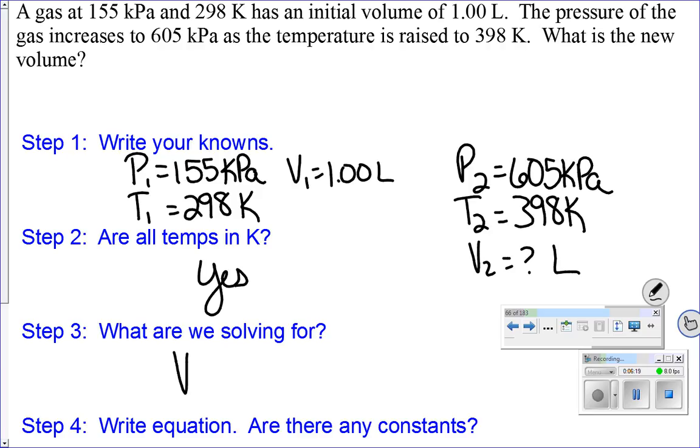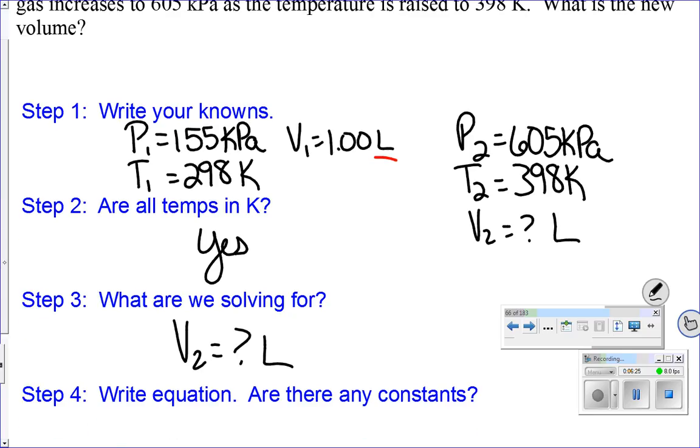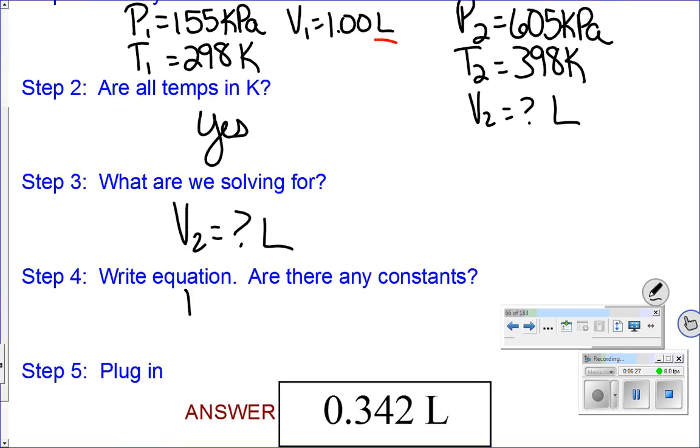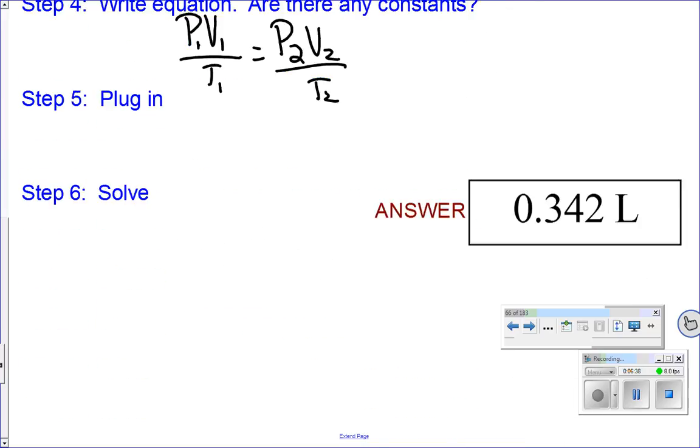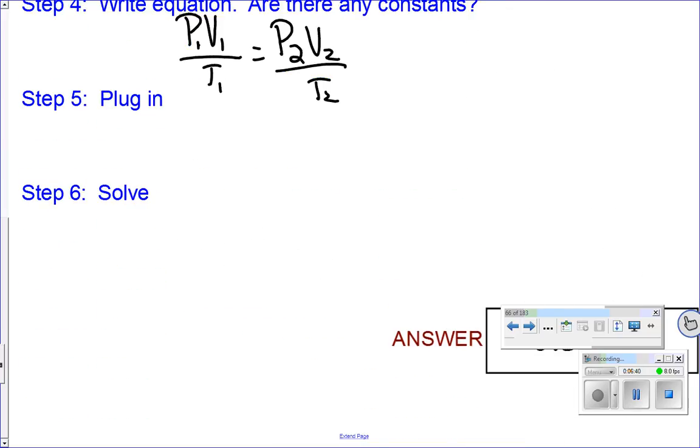We are solving for V2, and again, double check your liters. We know it will be in liters because our other volume is in liters. So we're going to use our whole P1 V1 over T1 equals P2 V2 over T2. Now when we are plugging into this equation, if you did not get this answer right, it is probably something involving how you did your algebra. So be very attentive to how I'm plugging in.